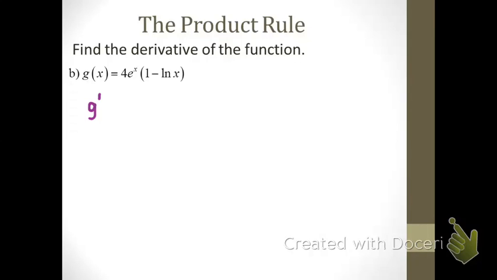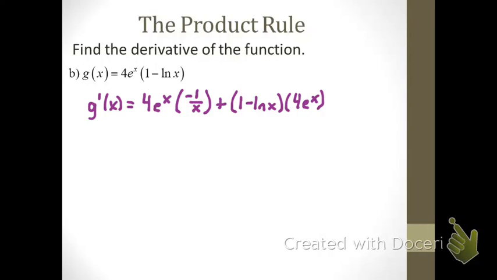We're going to have g prime of x is equal to, and then for our 1d2, let's go ahead and write down this first function, 4e to the x power. And then let's multiply that by the derivative of the second function. Now, of course, the derivative of 1 is 0 because it's a constant. And remember, the derivative of ln of x is 1 over x. And since you've got the subtraction sign in front of it, we could say the derivative of that entire second function is going to be negative 1 over x. And then we'll put plus the second function, 1 minus ln x, times the derivative of the first function. And of course, the derivative of 4e to the x is still going to be 4e to the x power.